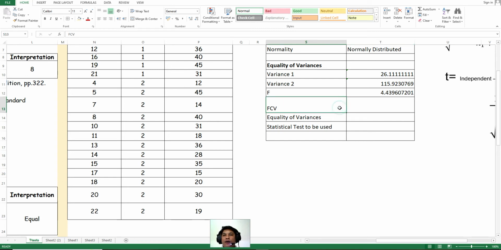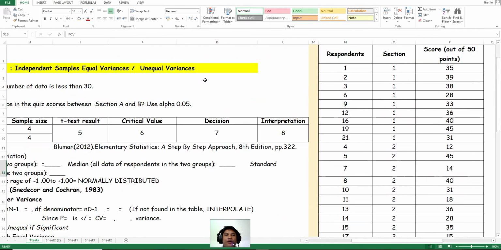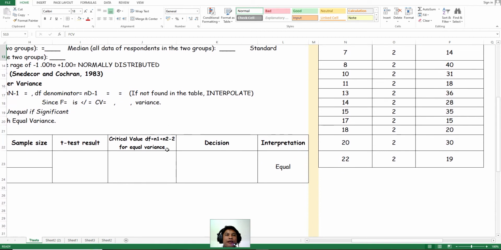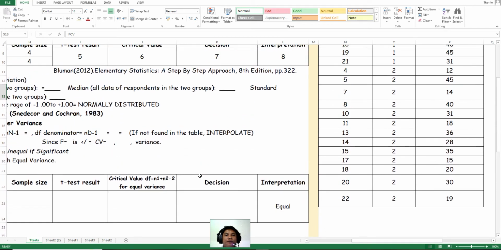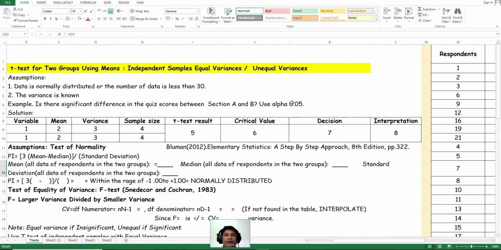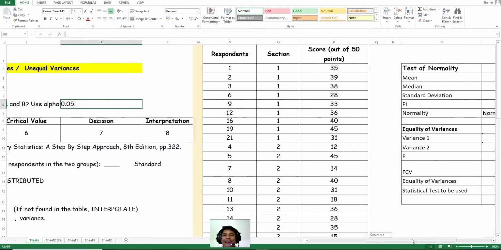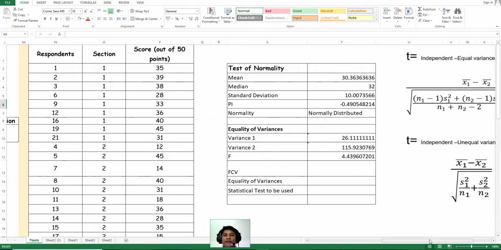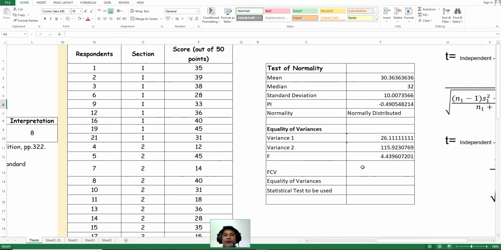4.439607201. Now, how do we know if the variances are equal or not? We still have to find the f critical value. So to do that, in the problem example, we have to use the alpha level, 0.05 here. So in finding the values in the table for the F test, we have to understand that for the two-tailed, we have to get the half of the set alpha level. That's for two-tailed. And for one tail, we will use directly the alpha.